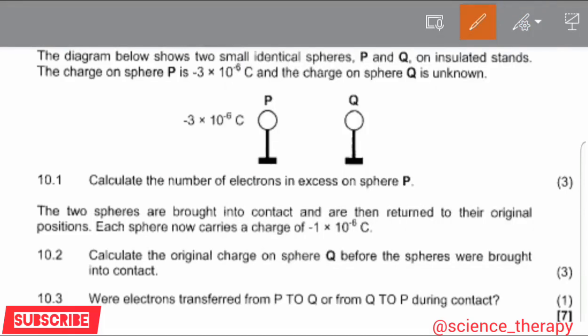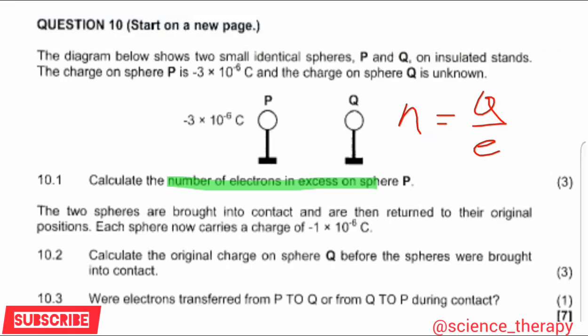Now you will remember from our lesson video that whenever you have number of electrons in excess, this is where we use the formula N is equal to Q over E. It appears at the back of your formula sheet on the back of the paper, so it's always there. N is equal to Q over E, where we know the E is always a constant, which is substituted as -1.6 times 10 to the power of -19. So okay, let's just get right down to the question.